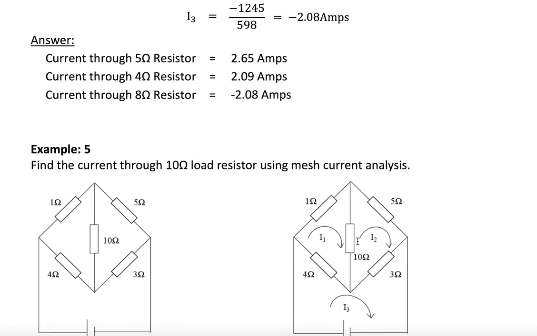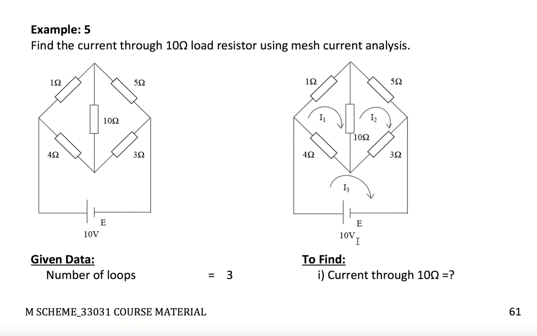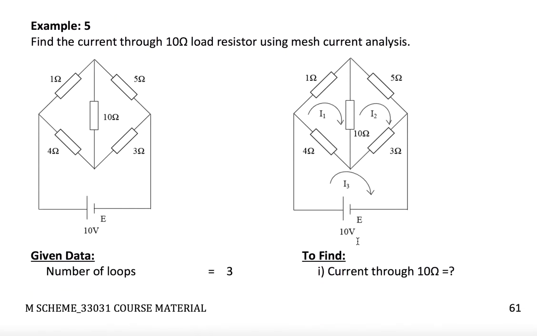Okay. Find the current through the 10 ohm load resistor using mesh current analysis. Take loops like this. Independent loops I1, I2, I3. This is the 10 ohm load resistor. The current is nothing but I1 minus I2 in the downward direction.